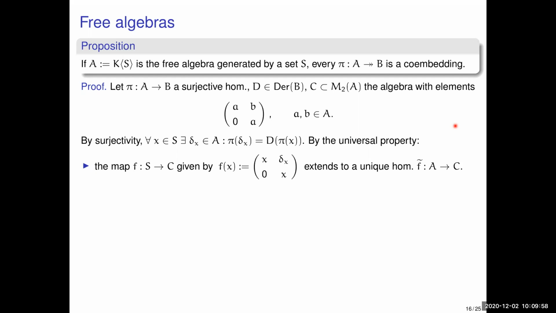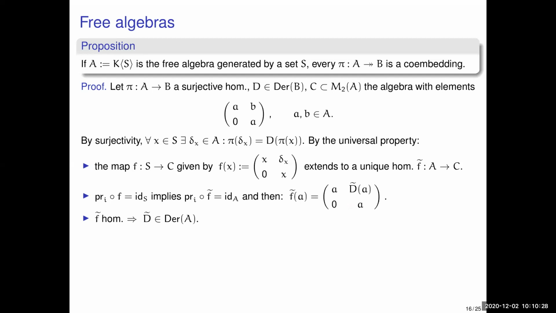Then what can you do? Well, you use several times the universal property of the algebra A. You have a map F from generators to C, given by F of X equals the matrix with X, delta X, and 0, X. This has a unique extension to a map F tilde from A to C. Again using the universal property, you prove that on the diagonal it should be the identity. So F tilde of A is the matrix with A, D tilde of A, 0, A for some map D tilde. The fact that F tilde is a homomorphism implies that D tilde is a derivation. And the last thing is that this derivation is the lift you were looking for. Since pi F tilde of X is equal to F pi of X for every generator X, it implies, again by the universal property, that pi D tilde equals D pi. So you have a lift of the derivation you were looking for.